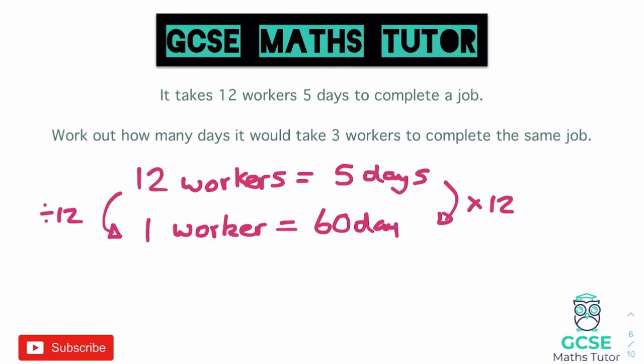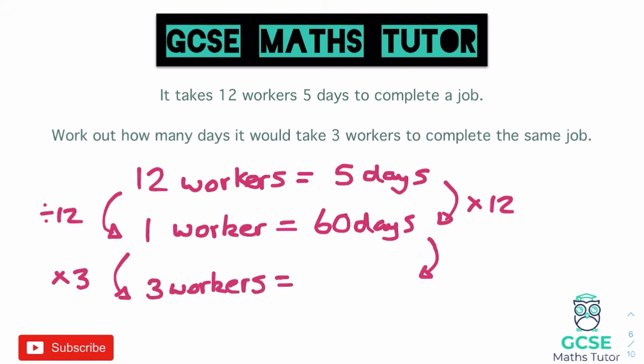worker. This now allows us to work out the amount of time it would take for 3 workers. So on the left here, as we are multiplying this by 3, we're going to do the opposite to the other side. So as we have 3 workers, it's going to take us less days than having 1 worker, and it's going to be 3 times as fast. So we're going to divide by 3. So our 60 days ultimately ends up being 20 days.